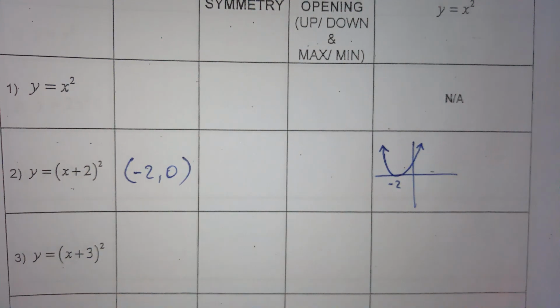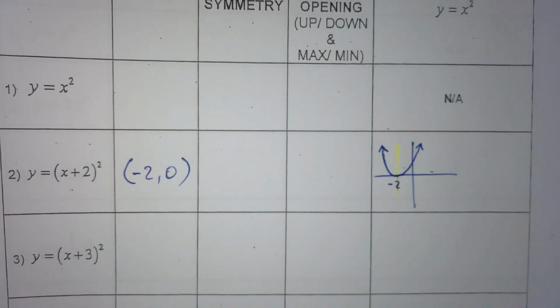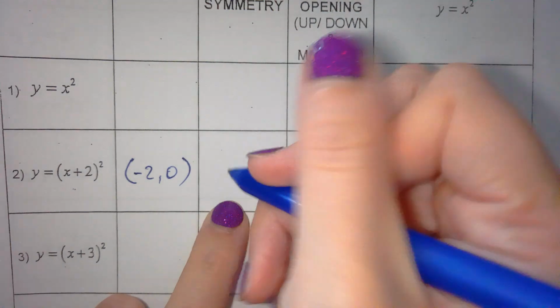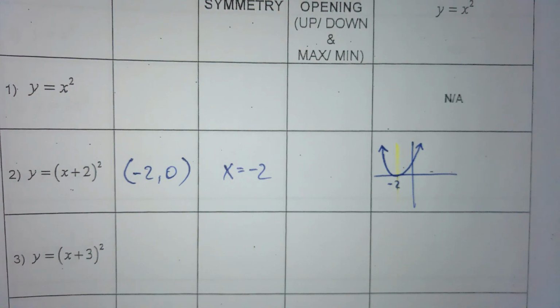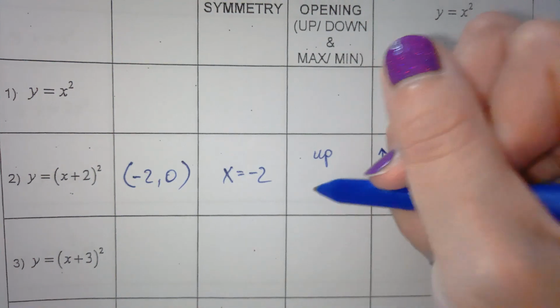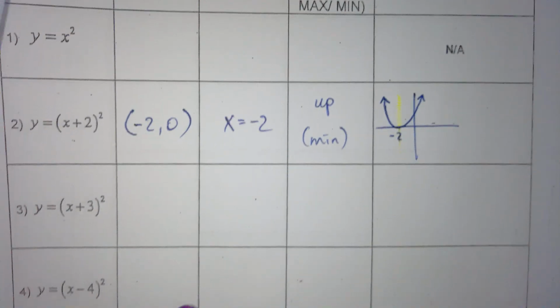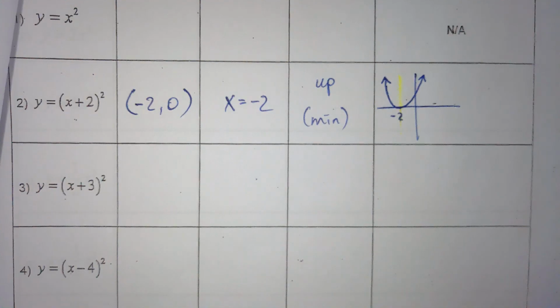Okay. So this time, where is my axis of symmetry? Ethan. Right, my middle line is right there. So x equals negative 2. Does it open up or open down? Still opens up. And is this a minimum or maximum? Minimum.